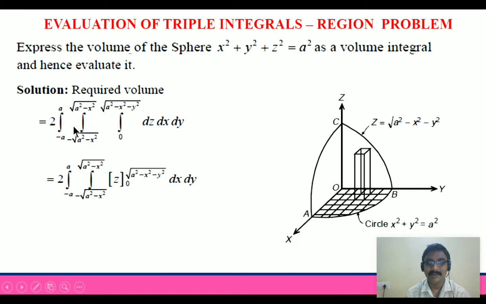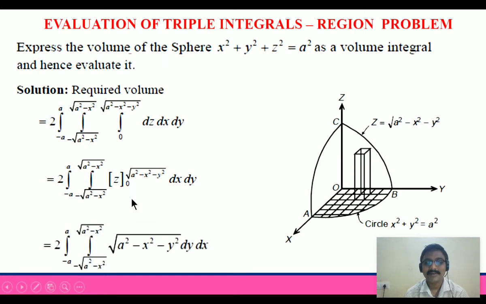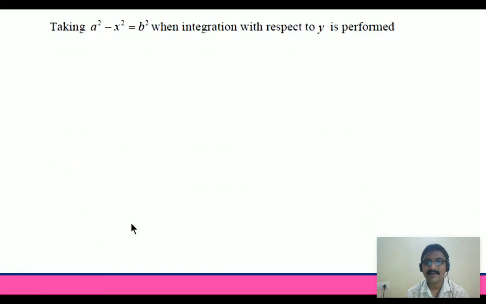Now apply integration first with respect to z. On integrating z, substituting upper limit as root of a square minus x square minus y square and lower limit as 0, we will have double integration. Now we have to apply integration with respect to y. We have to keep x as constant. Before that, if we take a square minus x square as b square, then it is easy to evaluate the double integration.